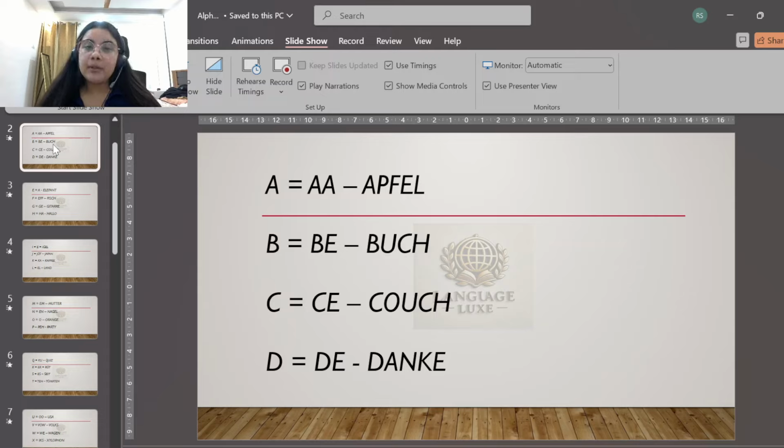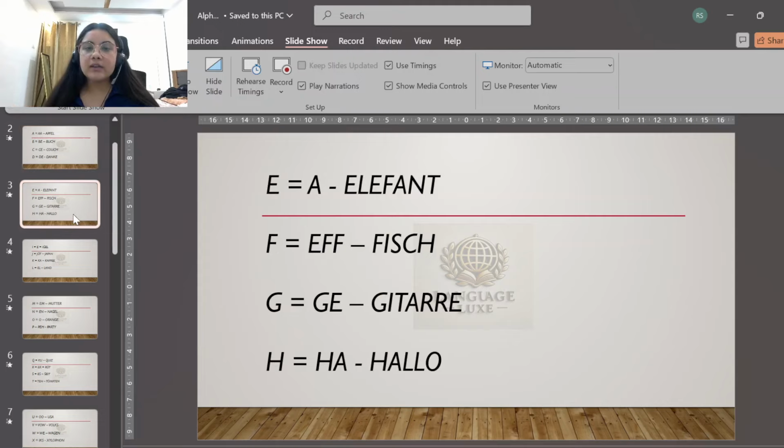Now, if you have seen words like Apfel, Buch, Couch, a lot of similarities you can find out, right? In English, apple, in German, Apfel. Spelling here and there, pronunciation here and there, but still we can relate. Book, what is book? Buch is book. We can relate, right? Couch is couch. Danke is different. Danke means thanks.